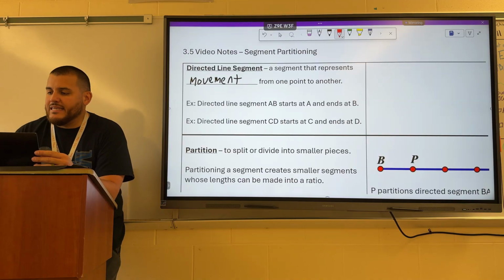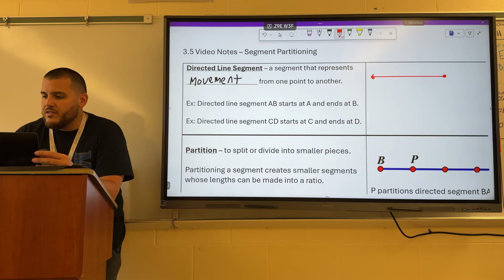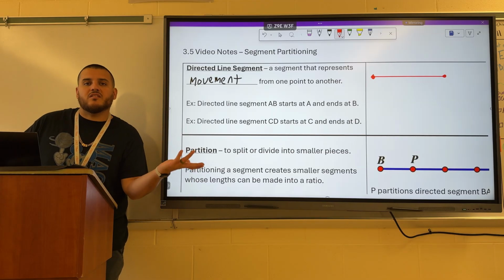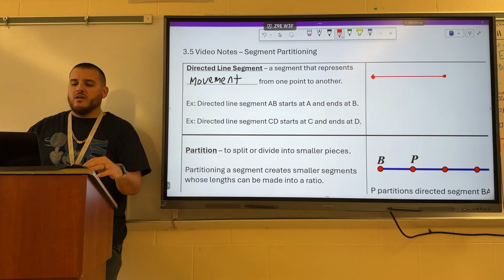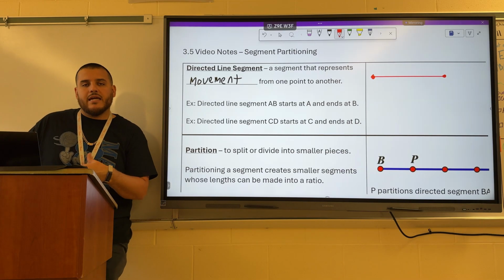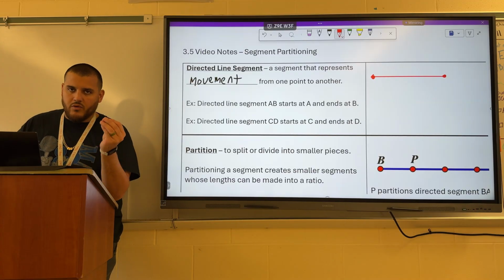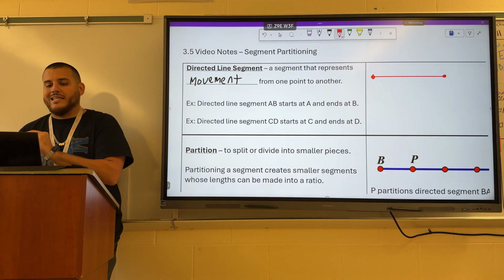So we know in a typical segment there are endpoints, and we don't really think of either endpoint as the start of the segment or the end of the segment. Those are just the boundaries for the segment. But on a directed line segment, we do need to think of a point as a starting point and another point as the end point.